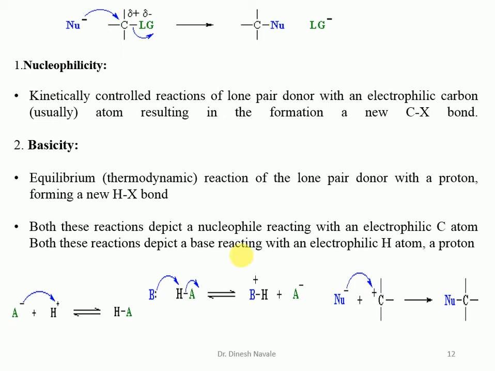So in both the cases, the base is going to abstract the proton, whereas the nucleophile is going to react with the electrophilic center. So that is the basic difference between nucleophile and electrophile. Nucleophilicity is the kinetically controlled term which is applied with respect to the attack on the electrophilic carbon atom, whereas basicity is the thermodynamic term which is applied with respect to the abstraction of the proton.